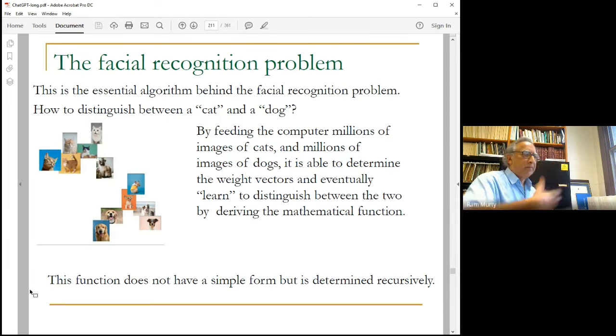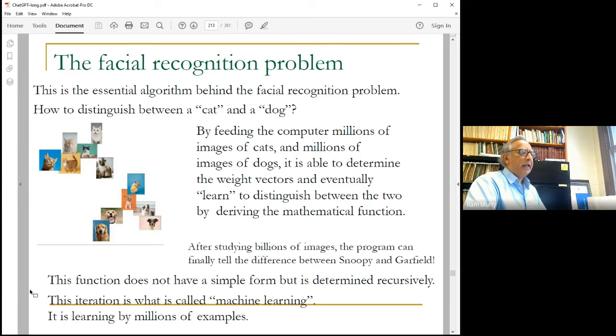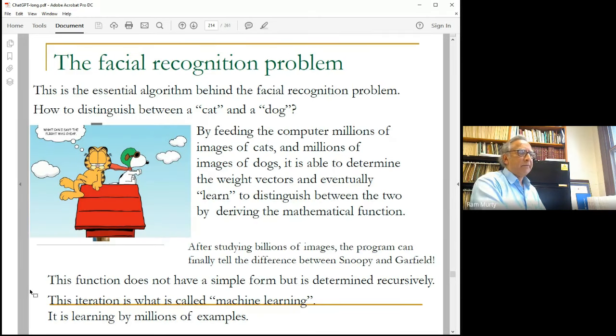The function does not have a simple form because it is determined recursively. This iteration process is what is called machine learning. It is learning by millions of examples. After studying billions of images, the program can finally tell the difference between Snoopy and Garfield. So which one's the cat and which one's the dog? Well, it has to compare the pixelated form with the weight vectors that it already has.